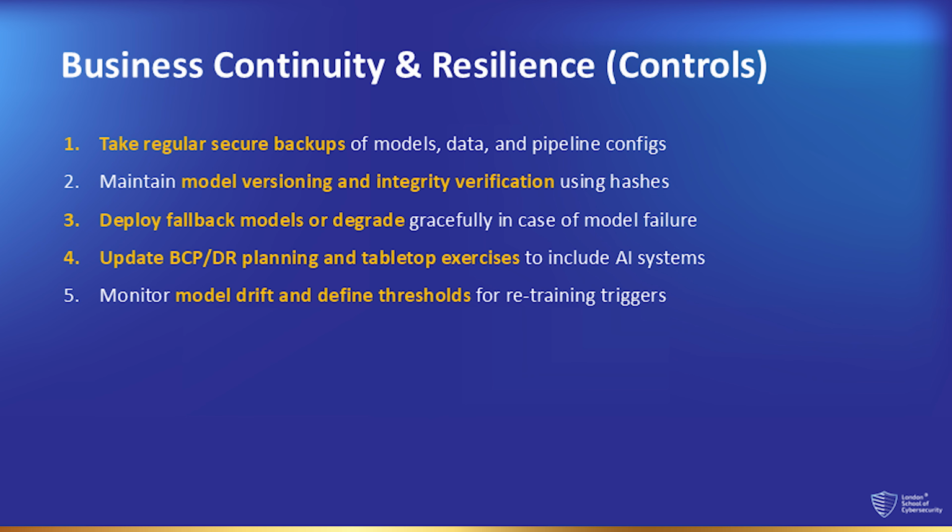So question is, what can we do? So let's look at some of the controls, the 5 key control areas that we can look at to manage those scenarios that we just talked about. The first one is, again, we need to take regular backups of the models, data, and pipeline configurations.